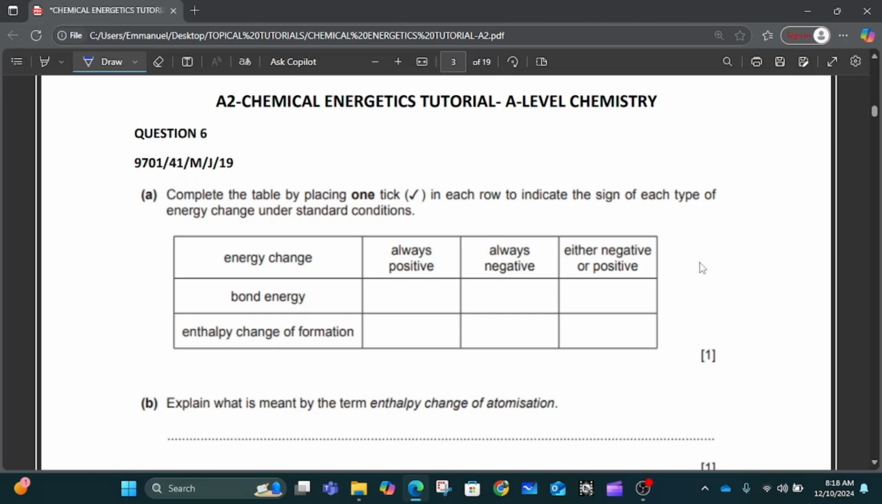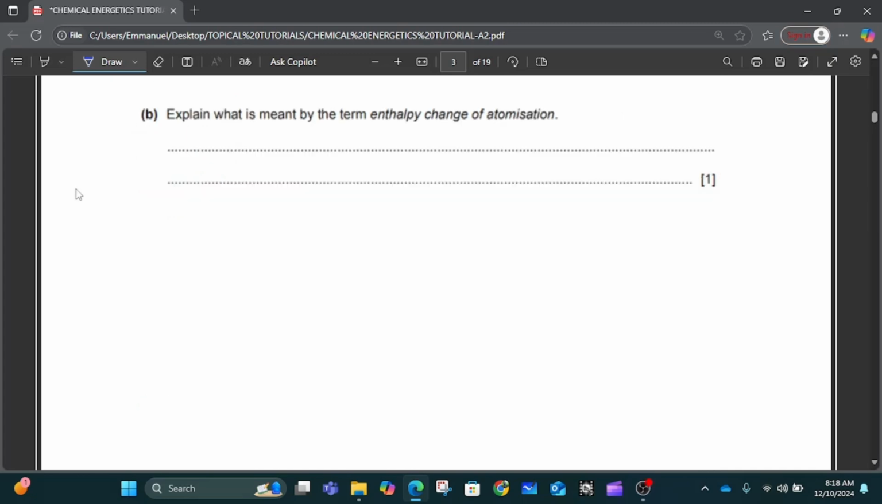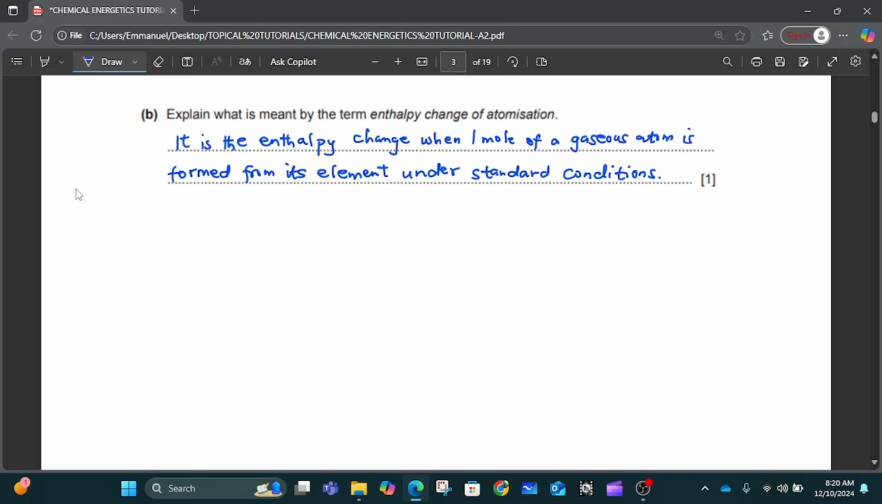Bond energy is always positive as it is the energy absorbed to break bonds. Enthalpy change of formation is either negative or positive. B. Explain what is meant by the term enthalpy change of atomization. It is the enthalpy change when one mole of a gaseous atom is formed from its elements under standard conditions.